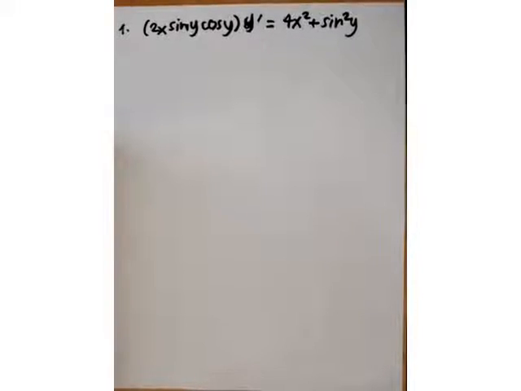Okay, so we are given this differential equation: 2x sine y cosine y y prime is equal to 4x squared plus sine squared y. So we need to find the general solution of this differential equation.